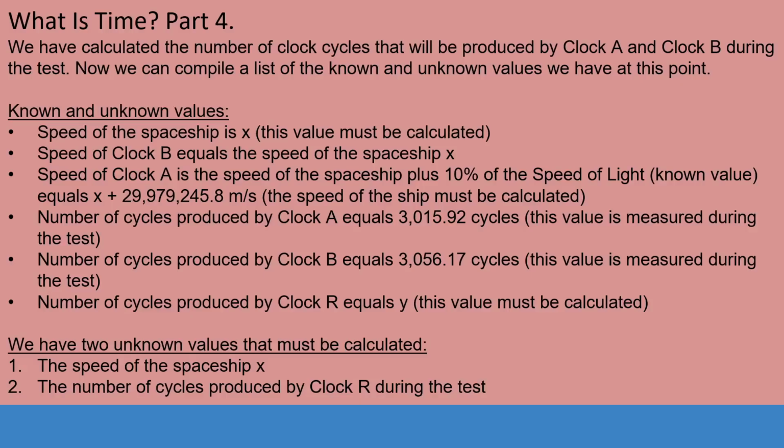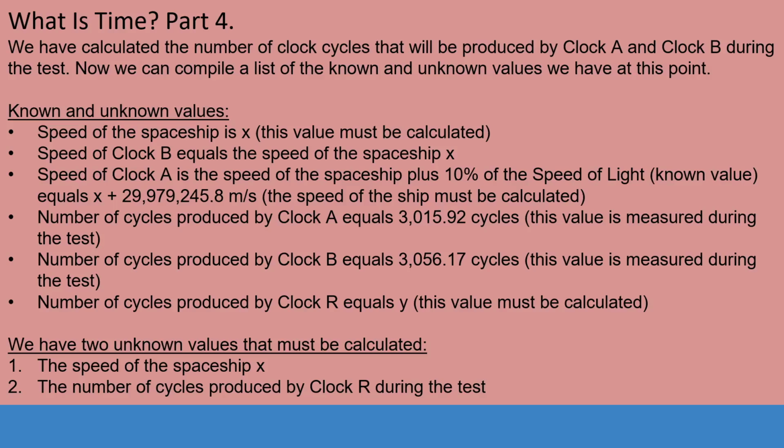We have calculated the number of clock cycles that will be produced by clock A and clock B during the test. Now we can compile a list of the known and unknown values we have at this point. Known and unknown values. Speed of the spaceship is x. This value must be calculated. Speed of clock B equals the speed of the spaceship. Again, x, which must be calculated. Speed of clock A is the speed of the spaceship plus 10% of the speed of light. This value must be calculated because we don't know the speed of the spaceship.